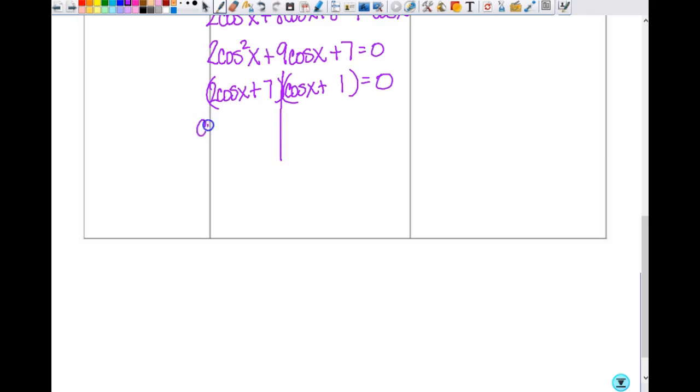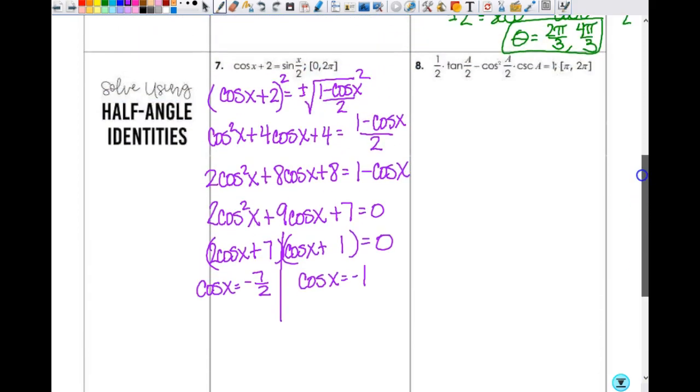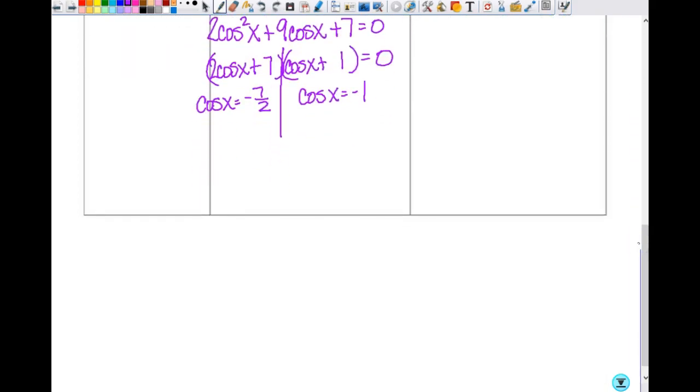So now we have cosine of x is equal to negative 7/2, and cosine of x is equal to negative 1. I'm going to look at my interval here. I'm going from 0 to 2 pi. That's a whole circle, no repeats. So when does cosine give me a negative 7/2? Never, because that is less than negative 1, so this just doesn't work. When is cosine negative 1? At pi. And your answer is x equals pi.